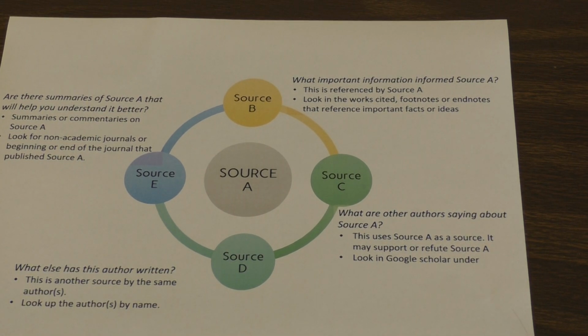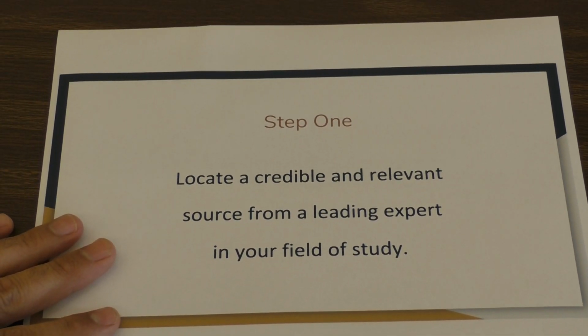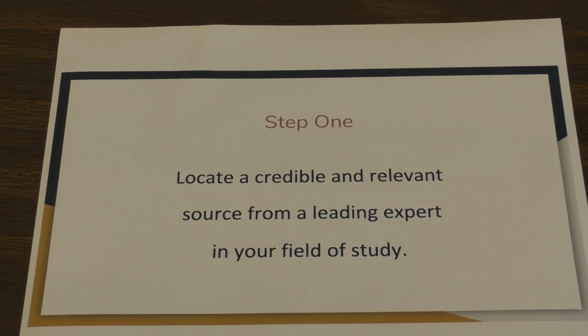We're going to start with source A. That'll be our first individual source that we've located. We're going to find a way to connect it to a source B, a source C, source D, and source E. And we're going to go into detail as to what each one of those will represent as we go through the process.